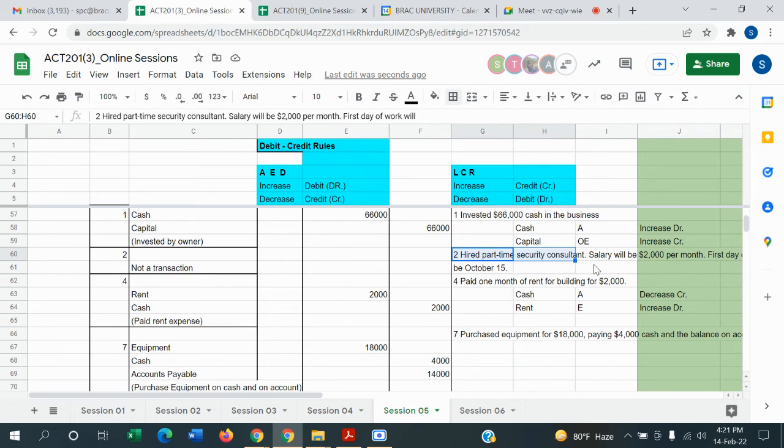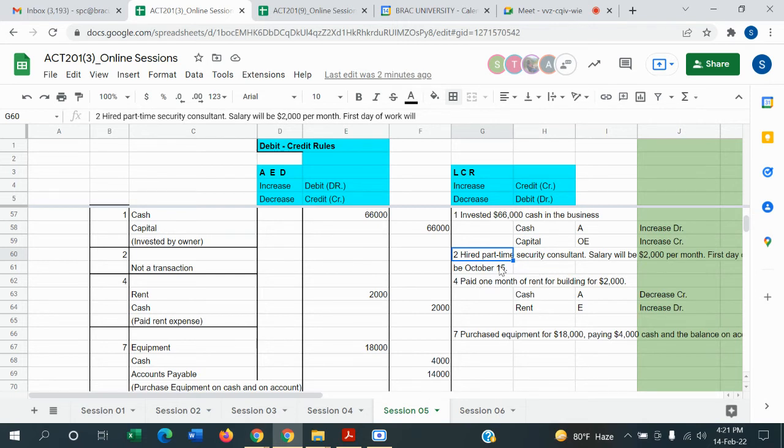It will be a transaction when that person starts working for us. Say they mention that on October 15, he or she will join and start working for us. So from October 15, when they start providing services, it will be considered a transaction. But when we hire or employ anyone to work for us, there is no assurance that he or she will join. We just hired them. That's why it will not be considered a transaction.